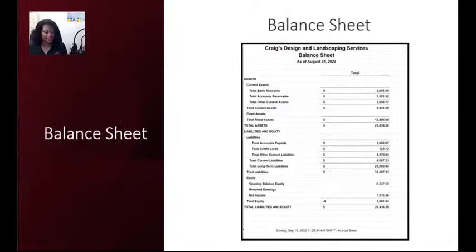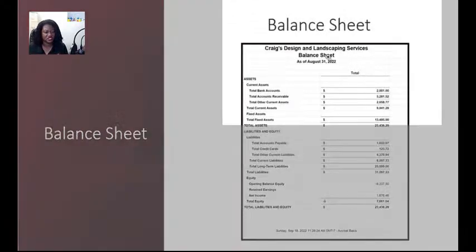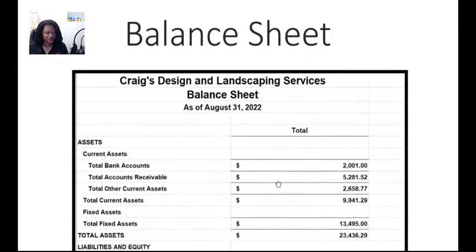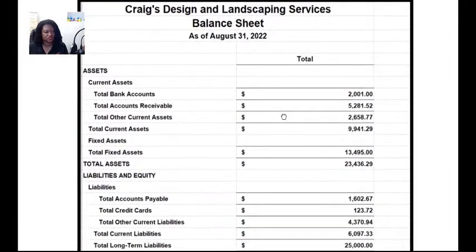So here is an example of a balance sheet. Let me just zoom in a little bit here. We have Craig's Design and Landscaping here again. So as of August 31st, his total bank accounts is $2,001. Accounts receivable $52.81, and so his accounts receivables are his customers who owe him money. He invoiced them, now he's waiting to collect that money.